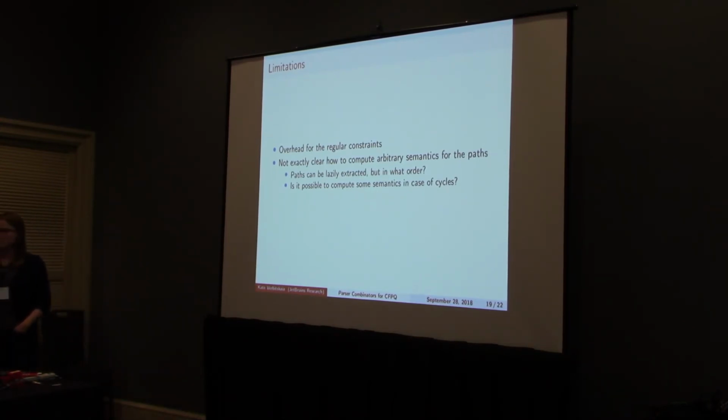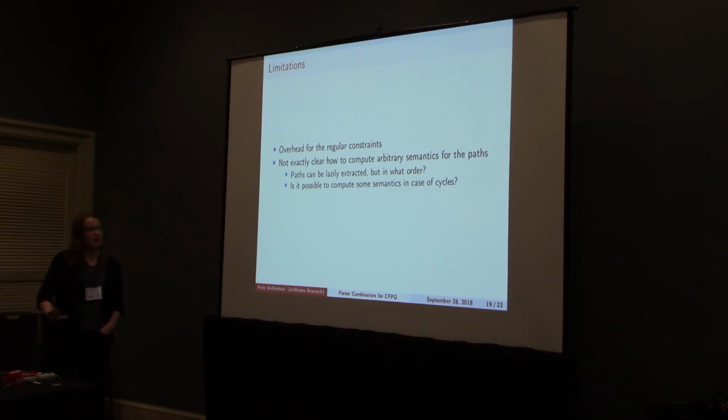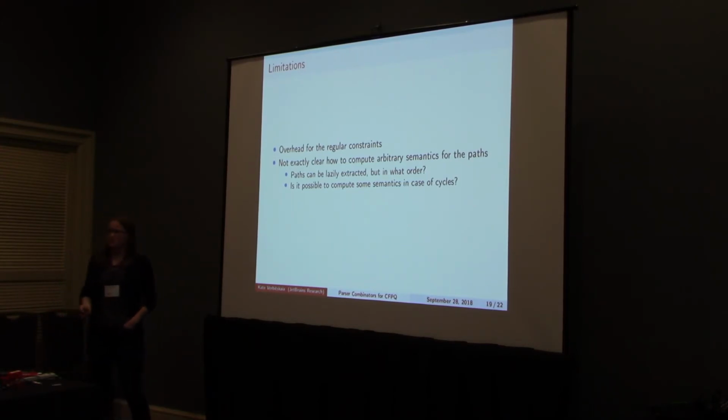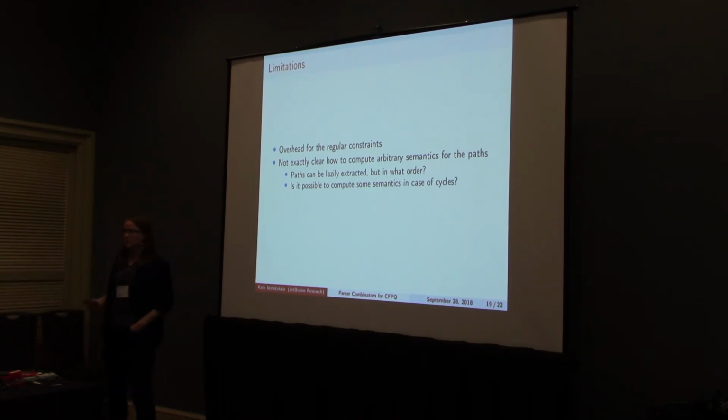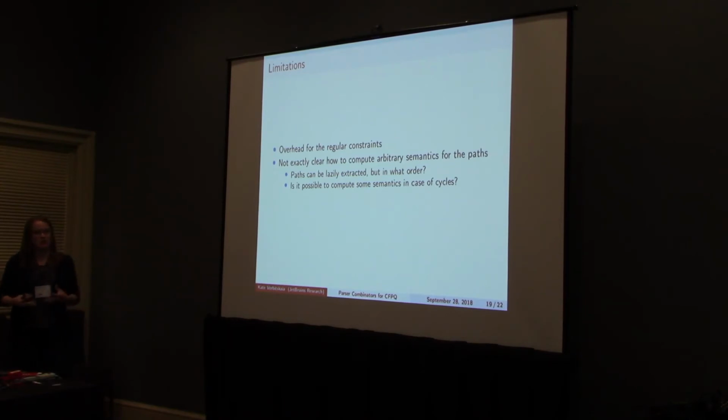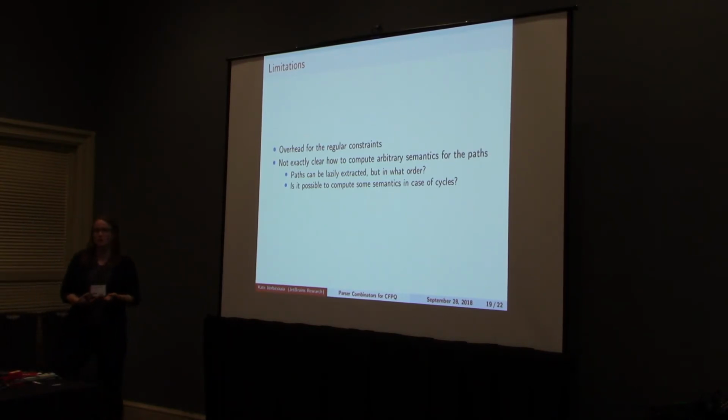So this is one of our limitations, that we have overhead for the regular constraints. And the other thing is, I've told you that we can lazily extract all the paths, but if we have an infinite number of paths, which order should we choose? It's not particularly clear at this point. And of course, after we got the paths, we can compute some semantics or just run some post-processing on them. Some post-processing doesn't really need to explore every path, for example, the existence of paths. And some, for example the number of paths semantic, really needs to explore everything. So it is not particularly clear at this point in which cases we can compute semantics without losing anything.